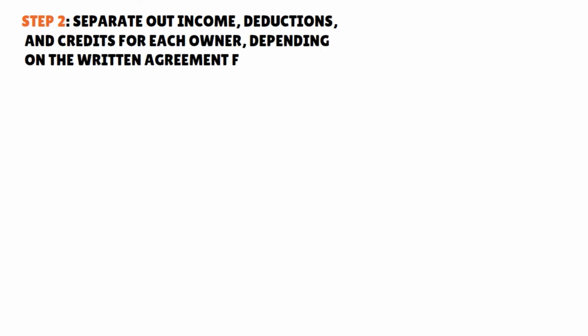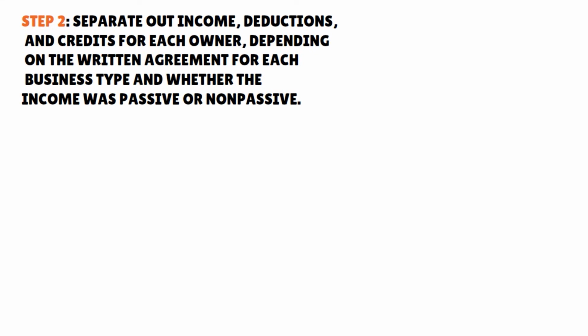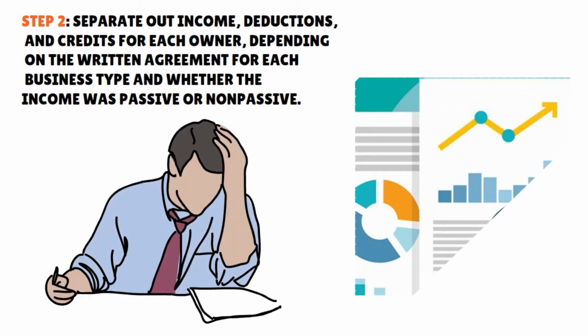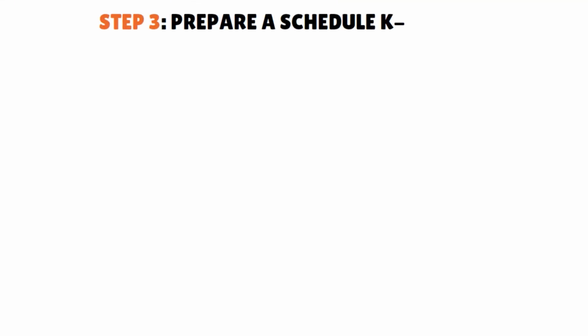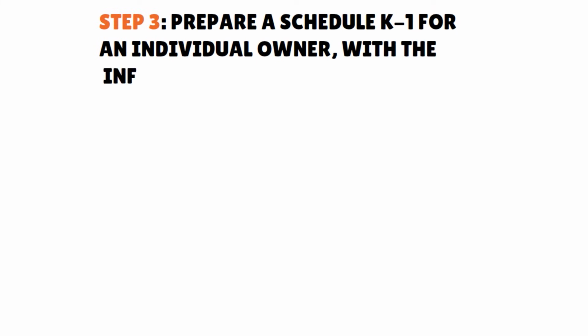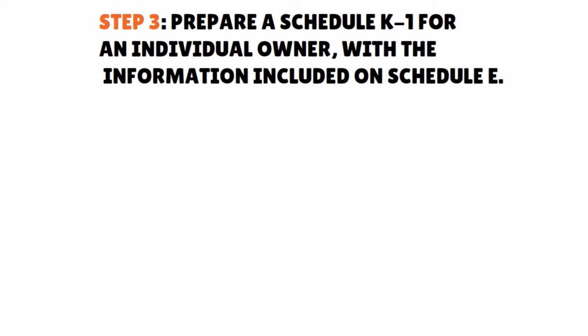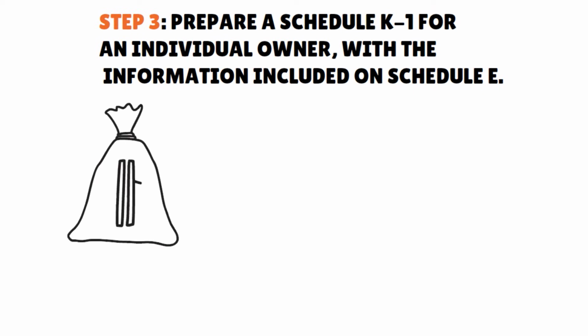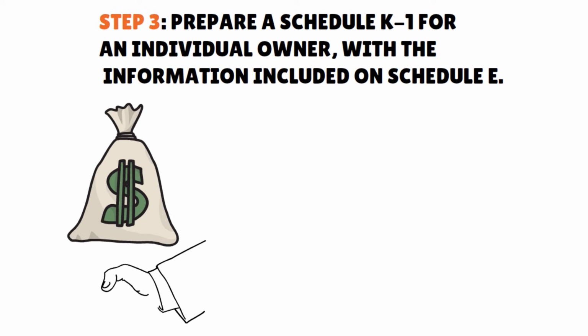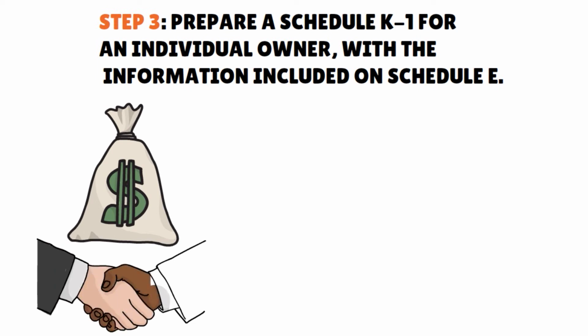Step 2, you want to separate out income, deductions, and credits for each owner, depending on the written agreement for each business type and whether the income was passive or non-passive. And step 3, you need to prepare a Schedule K-1 for an individual owner with the information included on Schedule E. Basically, the Schedule K-1 shows the individual partner's share of ordinary income, rental real estate, interest, dividends, royalties, short-term and long-term capital gains, other income or loss, Section 179 deductions, other deductions, and self-employment earnings and loss.